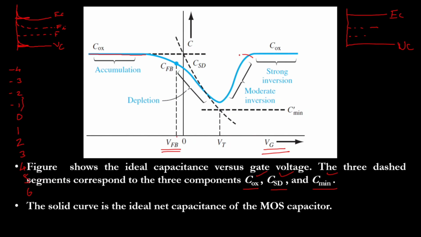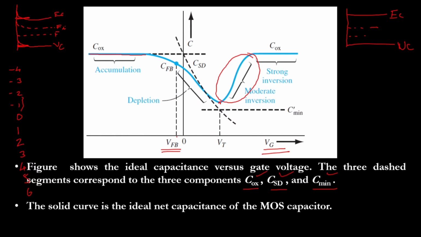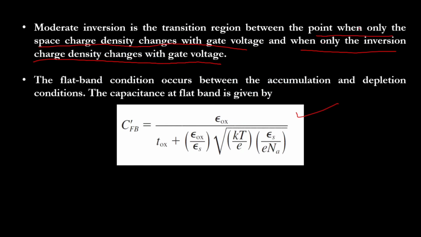This region, this moderate inversion, okay. The moderate inversion is a transition region between these 2 points. And what is this point exactly? Only the space charge density changing with the gate voltage, okay.